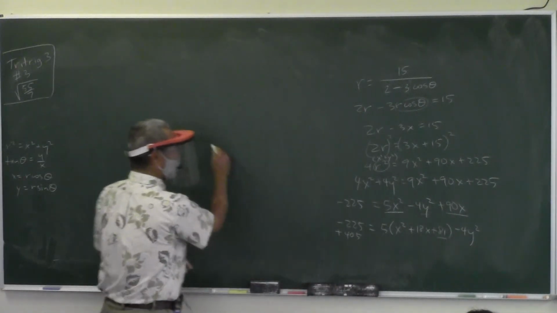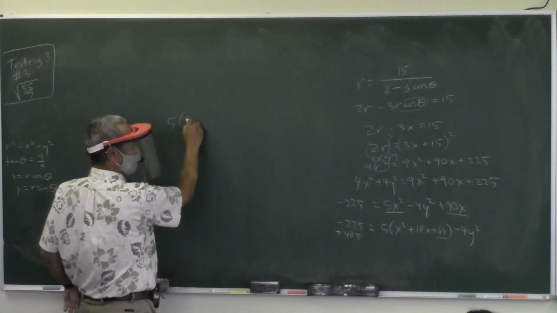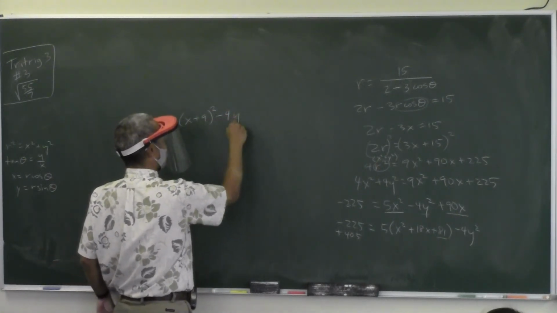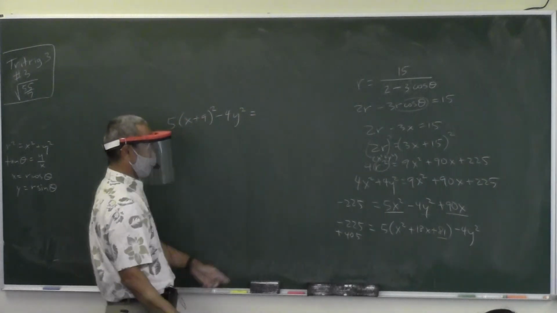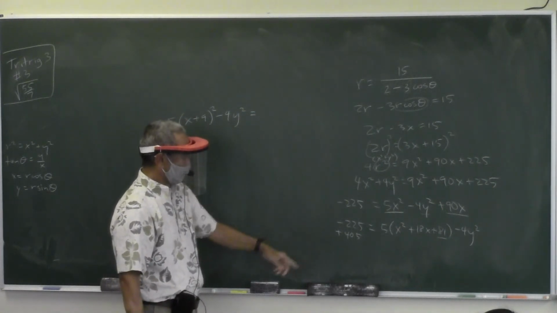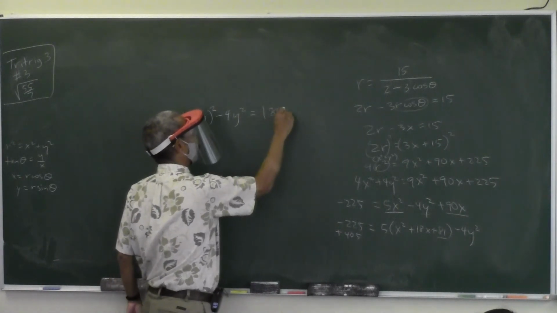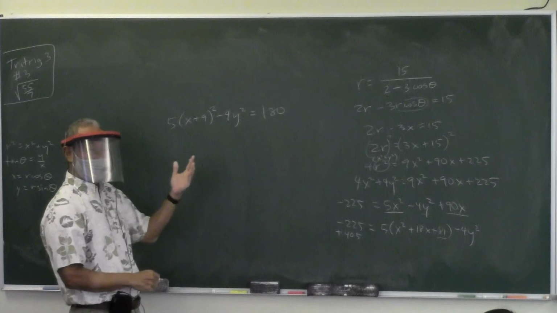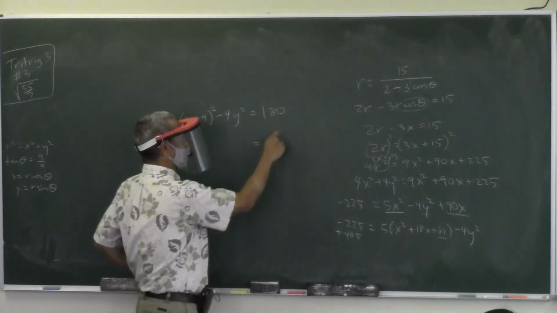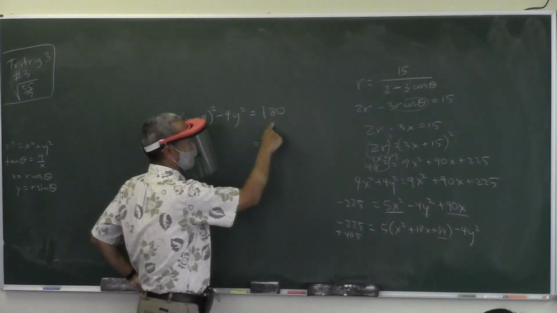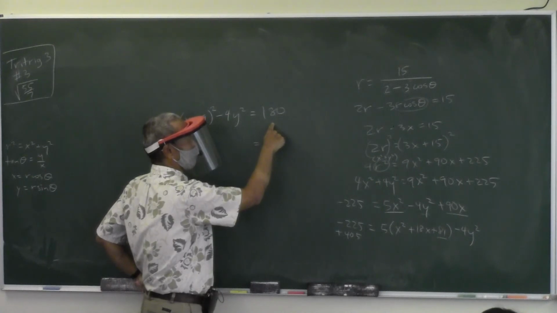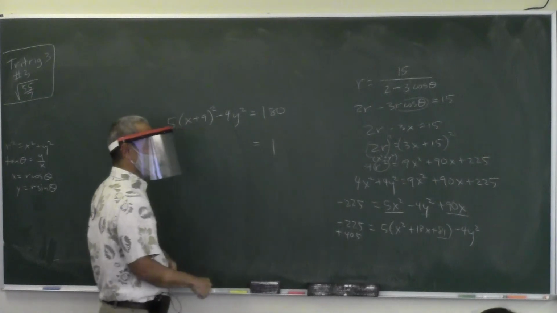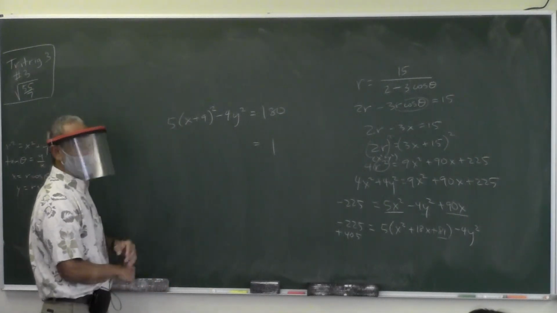Okay, so this is what we got so far: 5 times (x plus 9) squared minus 4y squared equals 180, okay? Now, remember, to put an ellipse or hyperbola in standard form, what do we want this side to be? You gotta remember this at least. You want it to be 1.